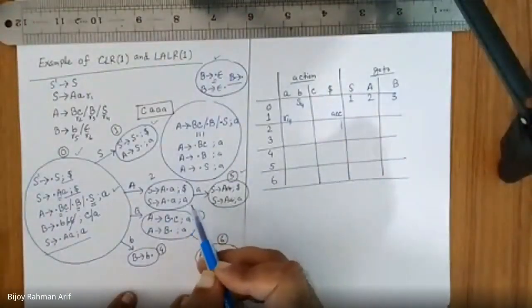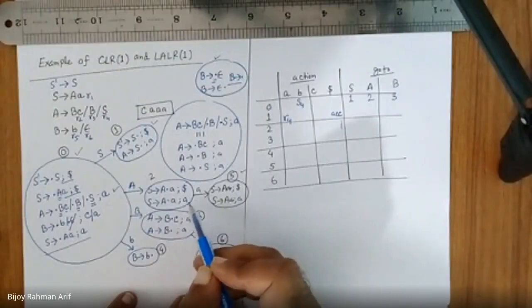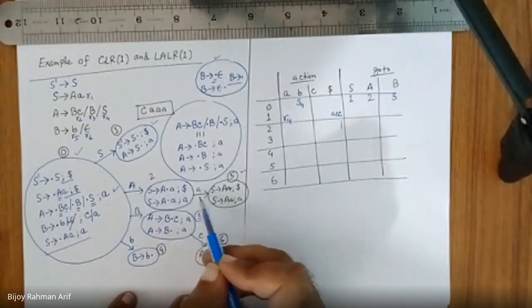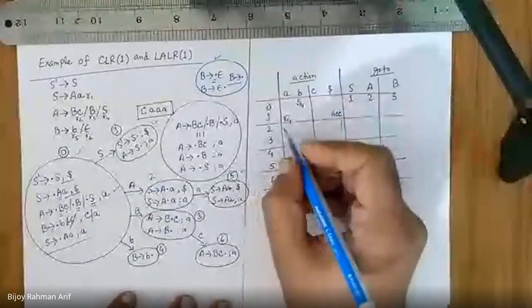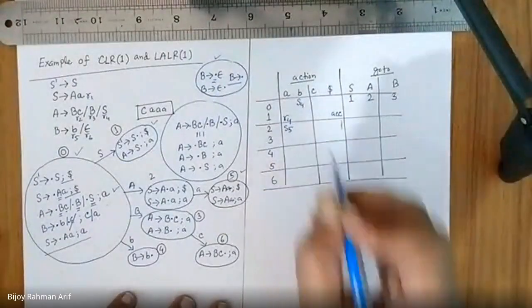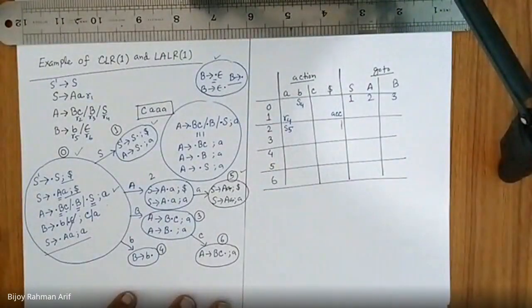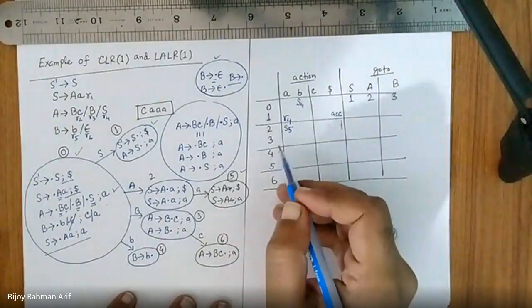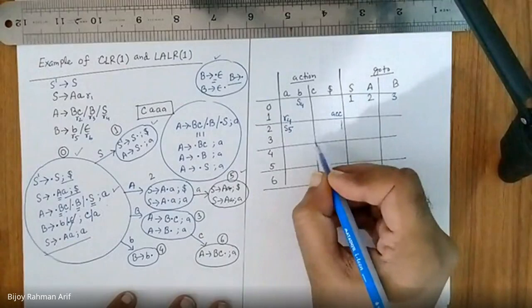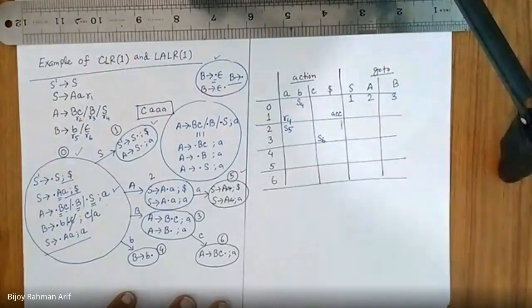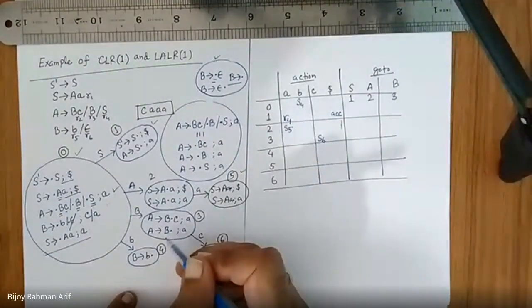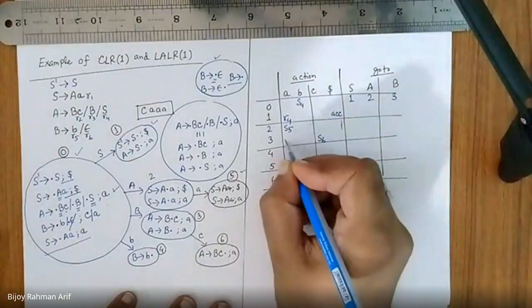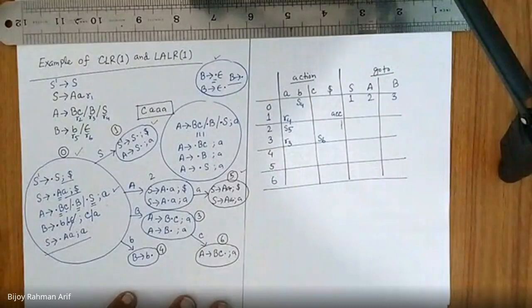State 2 on A, we are going to shift 5. 2 is done. 3: 3 on C going to shift 6. And 3 is the final item. So what is the rule? Rule 3. Now let's go to state 4. It's the final item. It's rule 5.